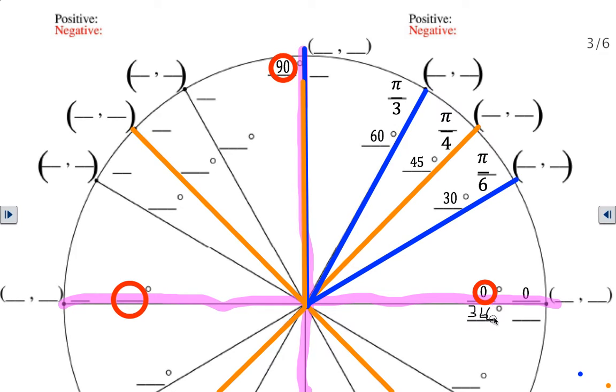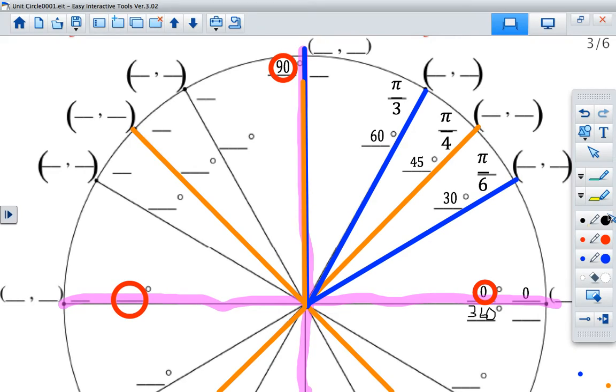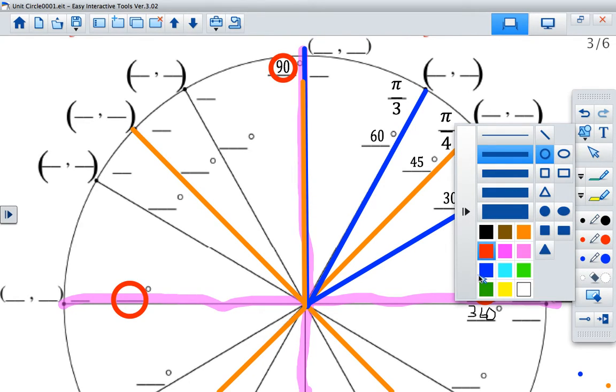I'm trying to draw 360. So this would be 360 degrees. Okay, so that's if you break it down per quadrant.